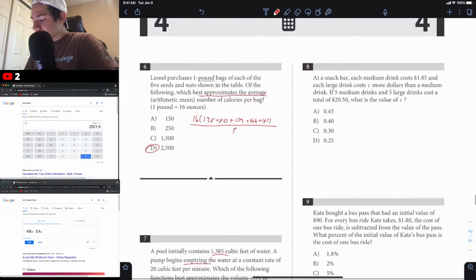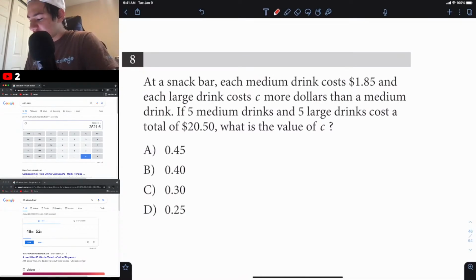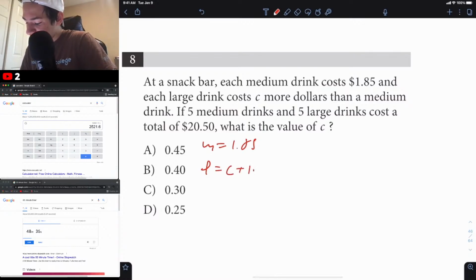All right. At a snack bar, each medium drink costs $1.85. Each large drink costs C more dollars than a medium drink. So medium equals $1.85, and then a large drink, or L, is going to equal C plus $1.85. If 5 medium drinks and 5 large drinks cost a total of $20.50, what is the value of C?